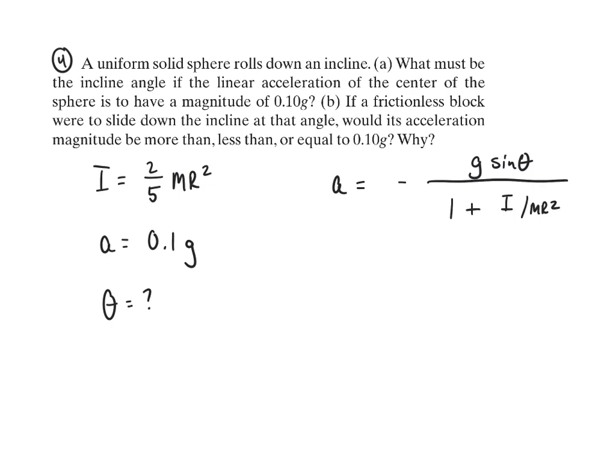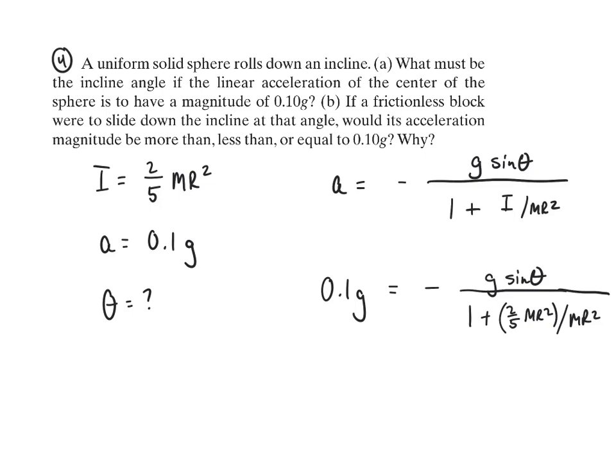Okay, again, a is going to be 0.1 g, and then the I is going to be 2/5 mr squared, divided by mr squared. So let's do a bunch of cancellations here. The g's on both sides of the equation cancel out. Mr squared in the numerator, mr squared in the denominator, cancel out. Leaving behind 0.1 equals negative sine theta over 1 plus 2/5.